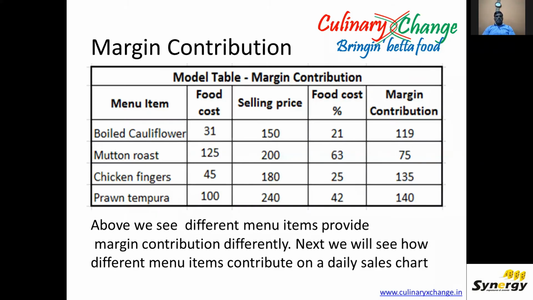We also have another menu item, mutton roast, whose food cost is 125 rupees. Selling price is 200. Cost percentage is 63. It contributes only 75 rupees towards margin. Then we have chicken finger. Its food cost is 45 rupees, sold at 180 rupees. Margin contribution is 135 rupees. Again, this is prawn tempura, where food cost is 100 rupees, selling price is 240, and margin contribution is 140 rupees.